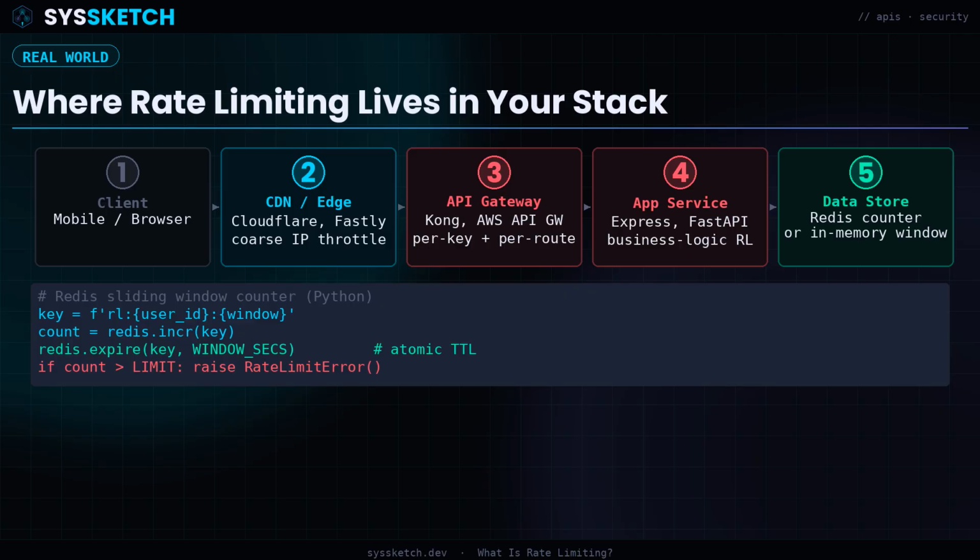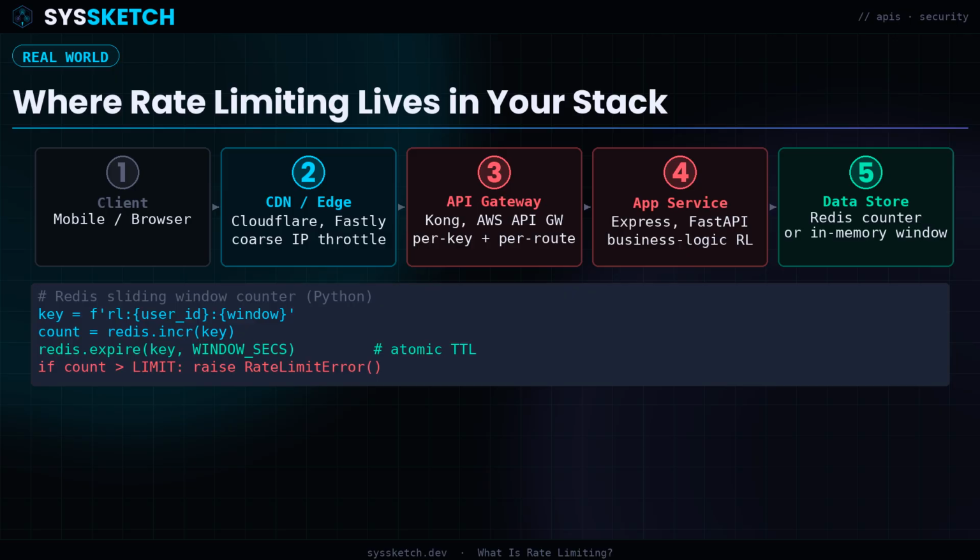In your stack, rate limiting can live in multiple places. At the CDN or edge layer, providers like Cloudflare and Fastly can apply coarse IP-based throttling before traffic even reaches your servers. This is your first line of defense. At the API gateway layer, tools like Kong or AWS API Gateway let you configure per-key and per-route limits as policy, not code.